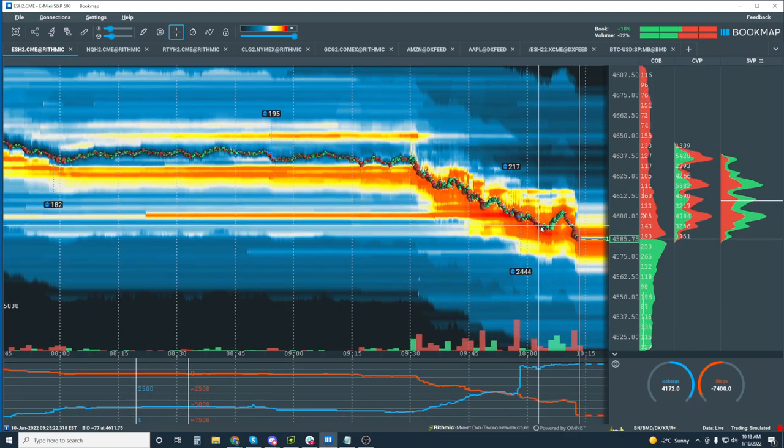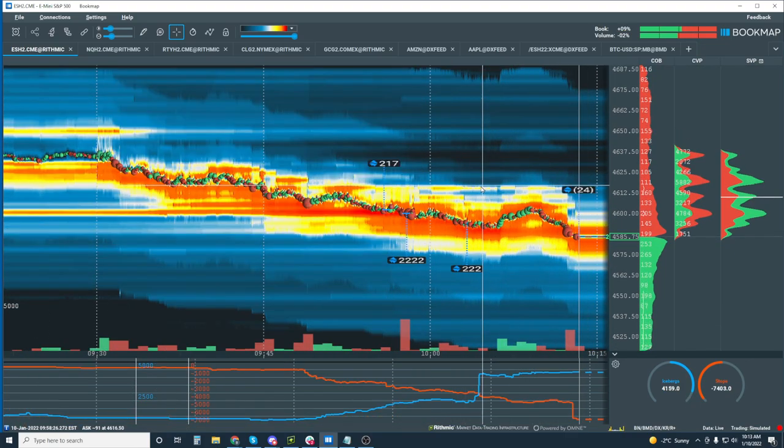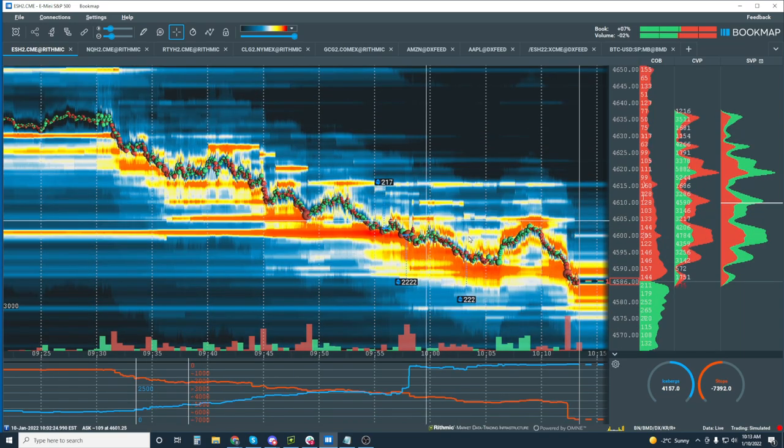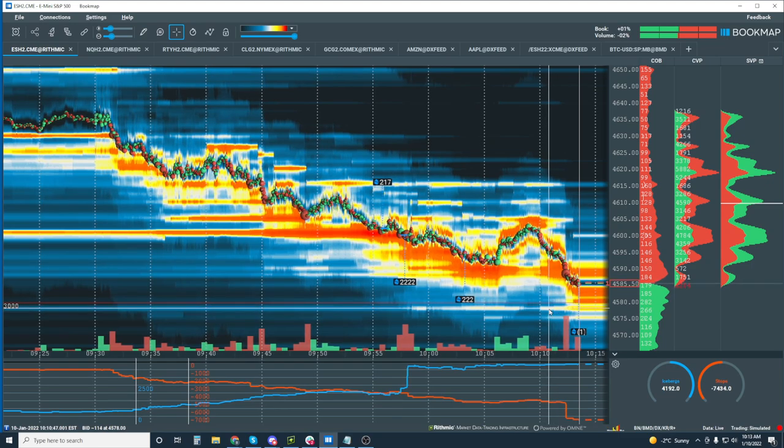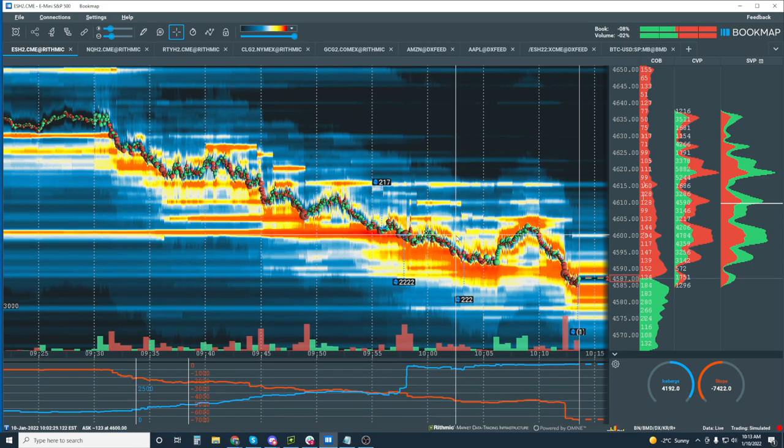Let's see where we might go here. Okay, all markets are selling off. There's liquidity down in this area here. What is this, around 45.75 or 77, somewhere around there. Might be a nice little area for it to go to.